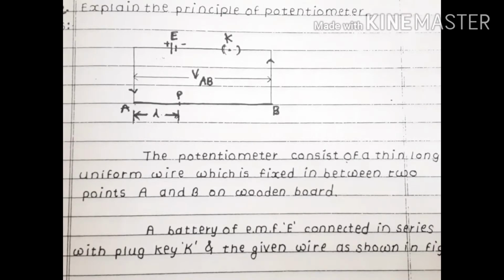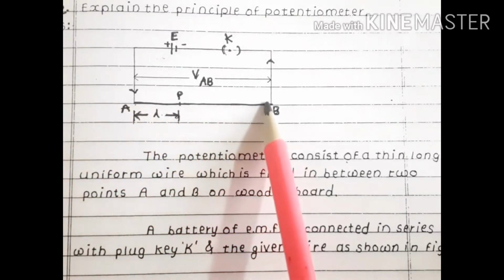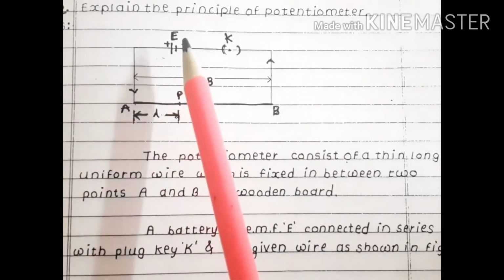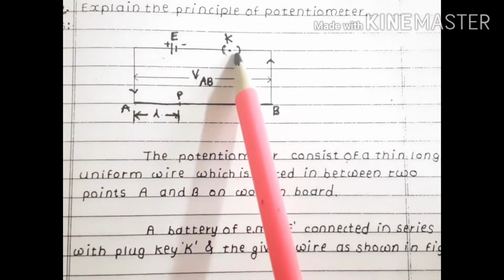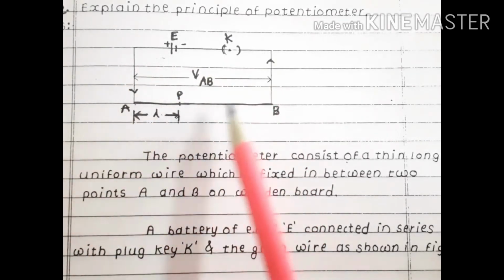For that purpose, I have drawn the circuit diagram here. In this circuit diagram, it consists of a thin long uniform wire which is fixed in between 2 points, capital A and capital B, on a wooden board. This is the thin uniform wire. A battery of EMF E and plug K are connected in series across this wire AB.